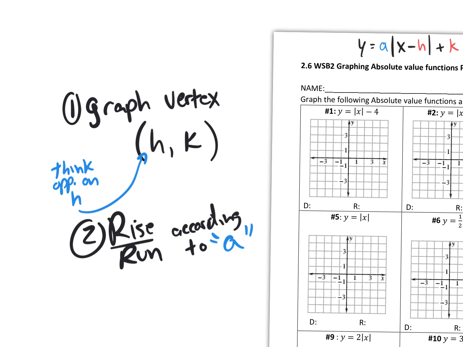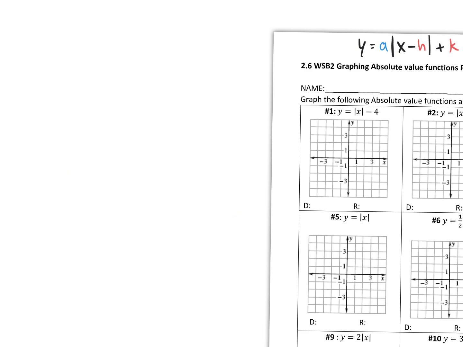Now, what I mean by both directions, let's say the fraction is 2/3. The fraction that's out here in front is 2/3. You're gonna rise 2 and run 3 to the left and to the right. Let's get into it. Let's do number 1.